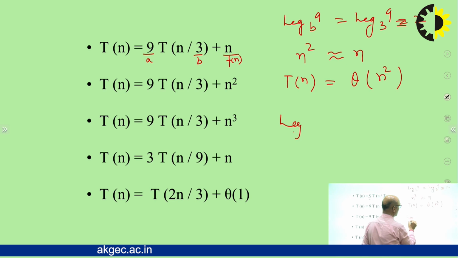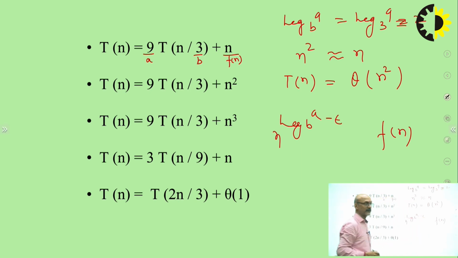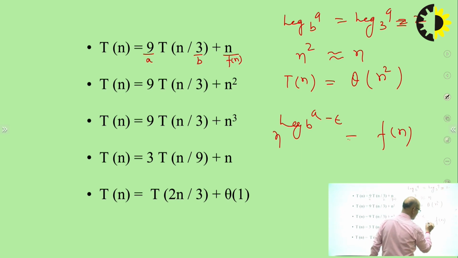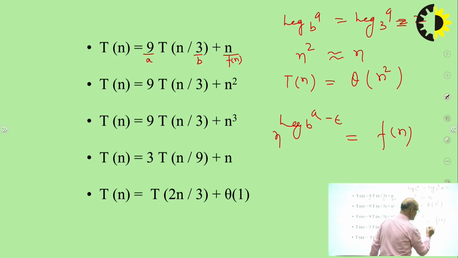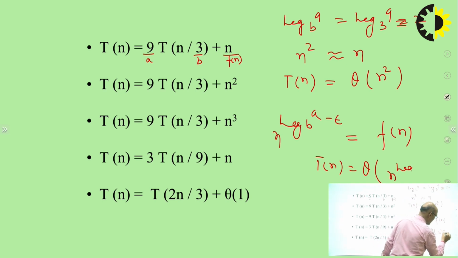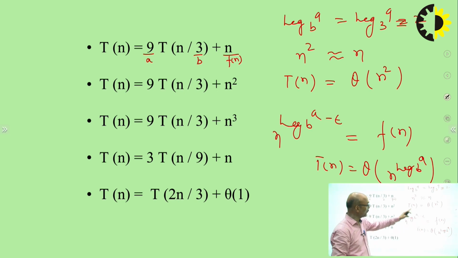If I am quoting this statement in a very formal way, then it is written like: n to the power log of a base b, and this is f(n). Suppose a very small positive quantity is subtracted from this amount, and this is equal to f(n). This equation reflects the fact that n to the power log of a base b is more than f(n). This means the solution is theta of n to the power log of a base b. I am writing it again formally.